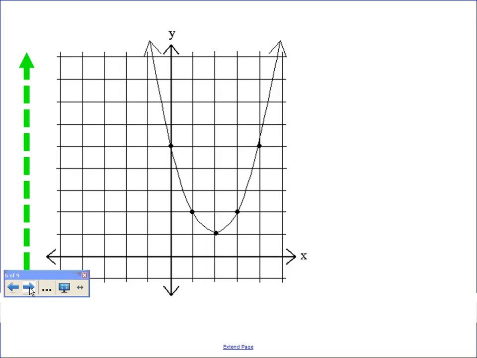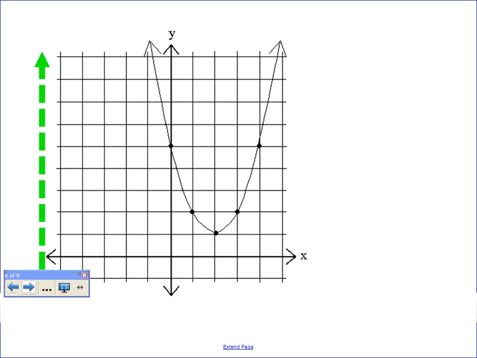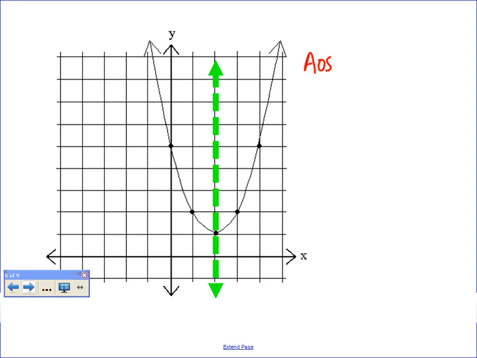Okay. Here I've got myself another parabola, and let's see what I can figure out about it. Can I figure out its axis of symmetry? Yes, I can. What is my axis of symmetry? It's going to be x equals 2. My vertex, I can see it right here. So my vertex is going to be 2, 1. Hey, notice that axis of symmetry is the x value of my vertex.